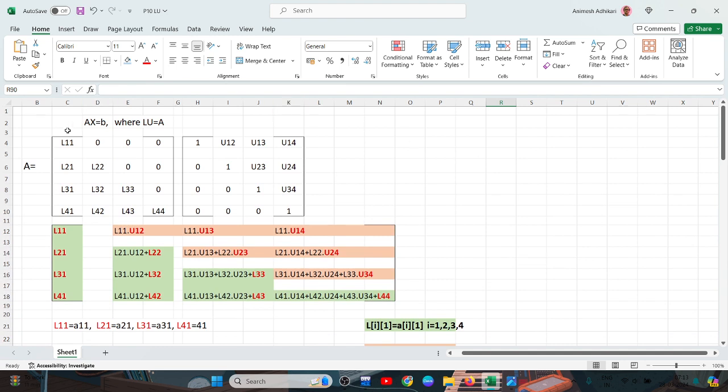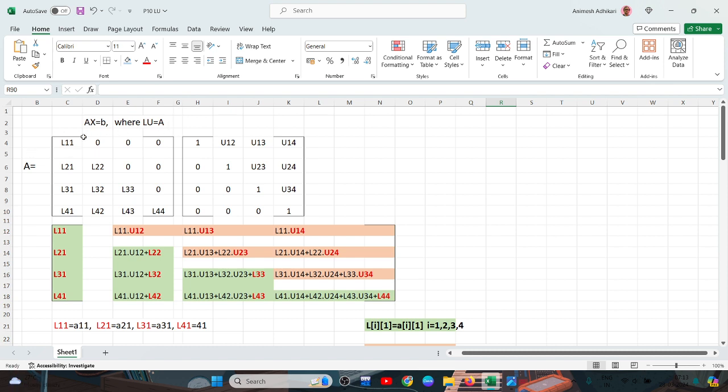This is the system of n linear equations with n unknowns. Actually, here we set n equal to 4, then Ax equal to b is a system of 4 linear equations with 4 unknowns x1, x2, x3, x4, and let LU equal to A, the coefficient matrix A.